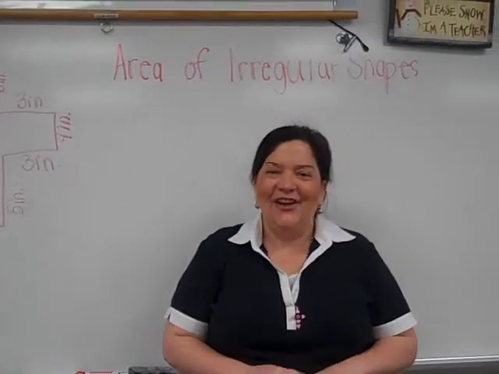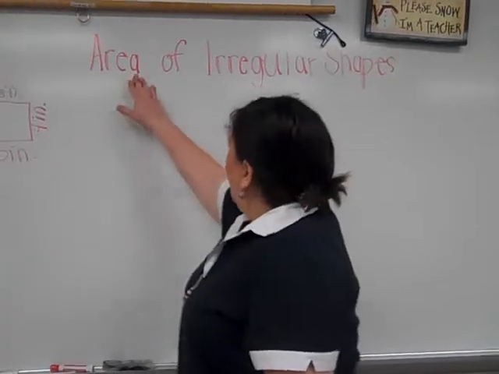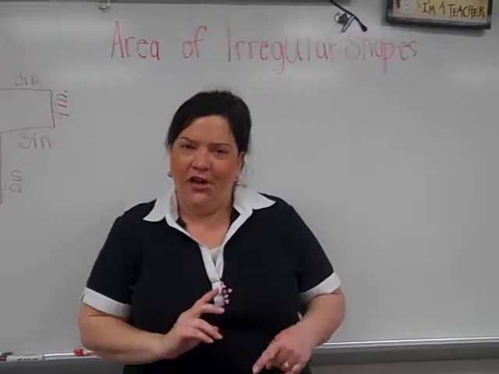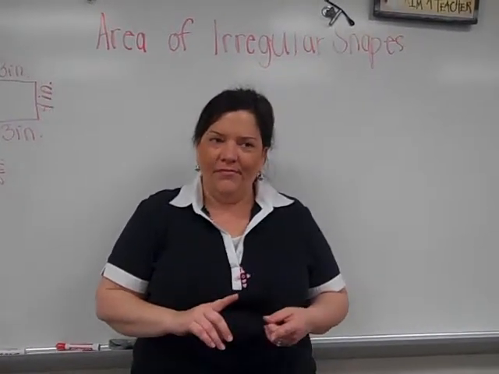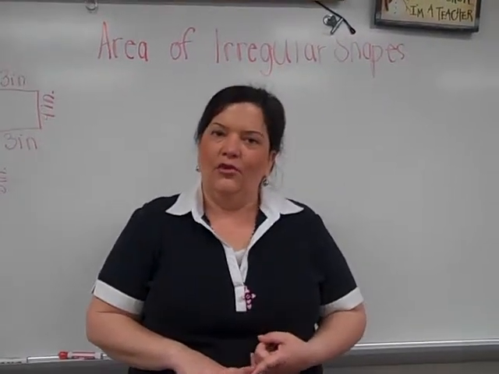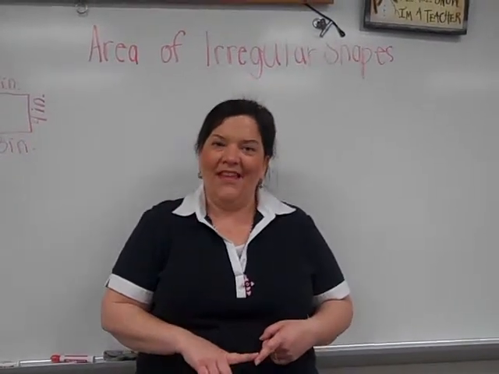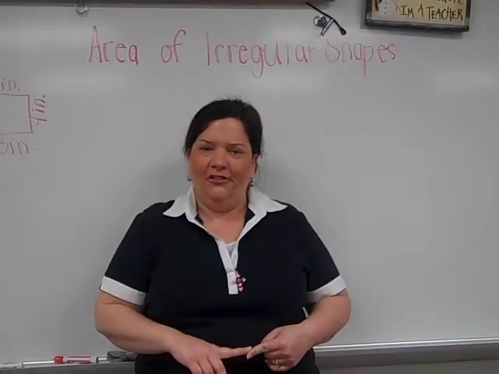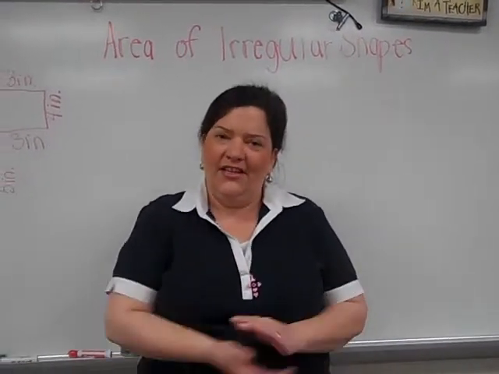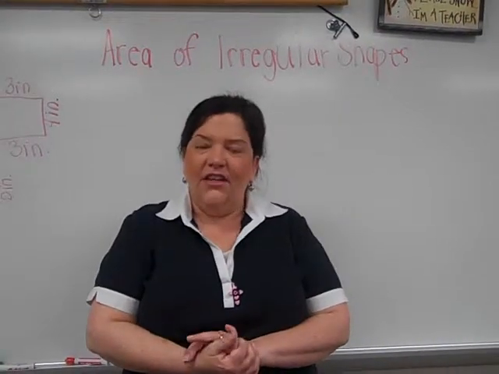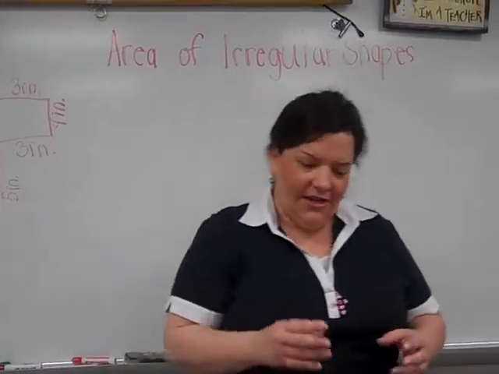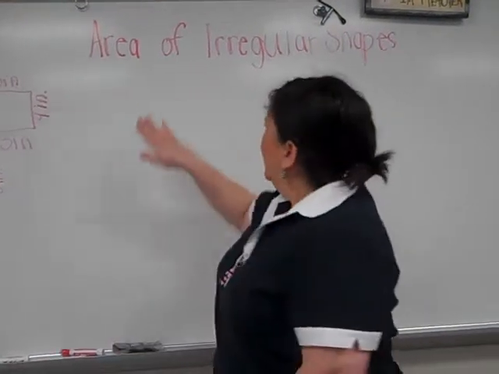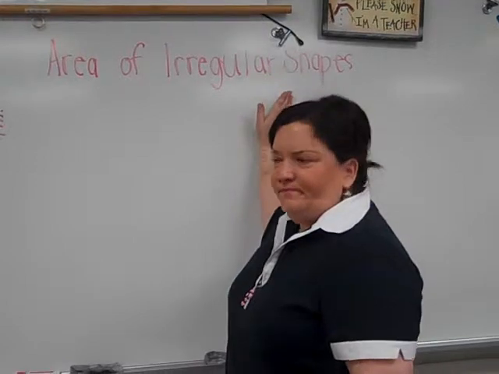During this lesson, we are going to talk about the area of irregular shapes. Students, you already know the area of a quadrilateral, which includes a parallelogram, trapezoid, square, and rectangle. We've also learned the area of a triangle. So we're going to take what we've already learned about those area shapes and apply it to irregular shapes.